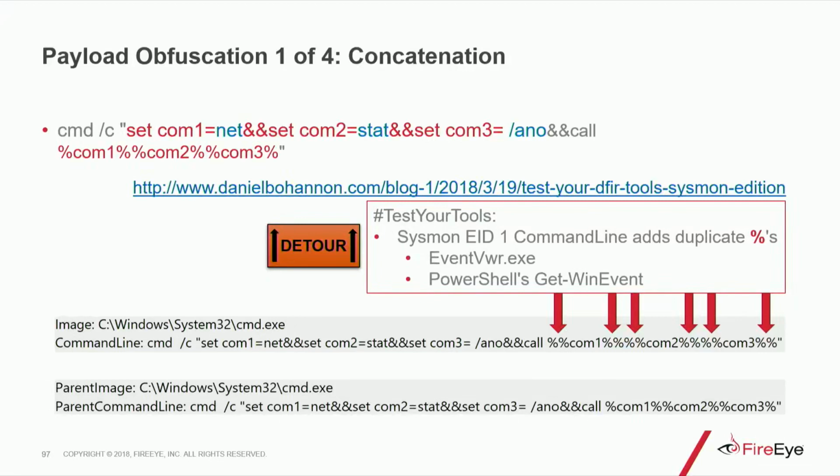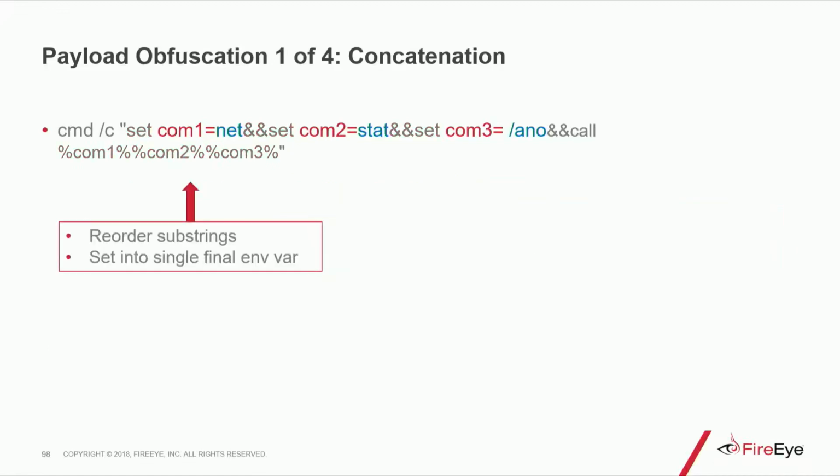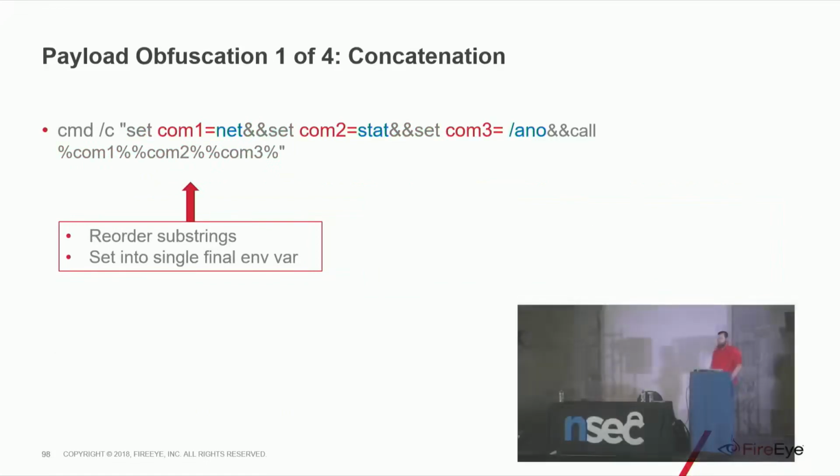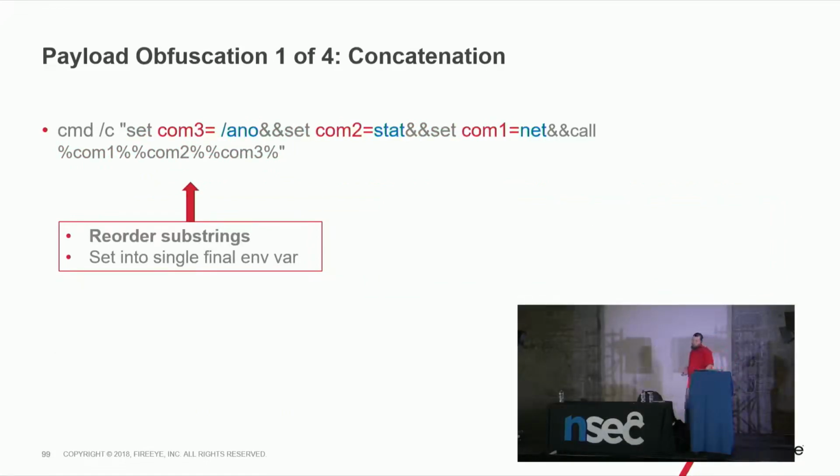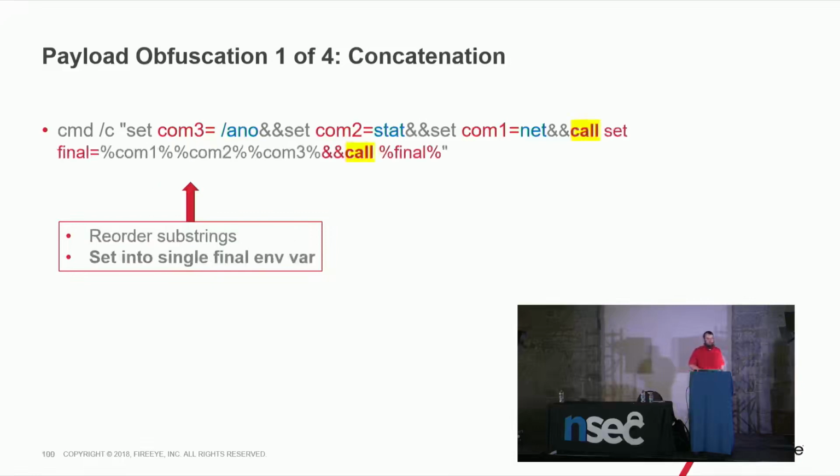Actually, I reported this bug twice to Microsoft over a year and a half, and I hope to see it changed maybe after a year and a half. That'd be nice. So anyways, what we can do is we can also reorder our substrings when we set the initial command, as long as we reassemble them back in the right order. And then finally, we could just set all of them into a final command, and then just have one command to play with for our final execution options.